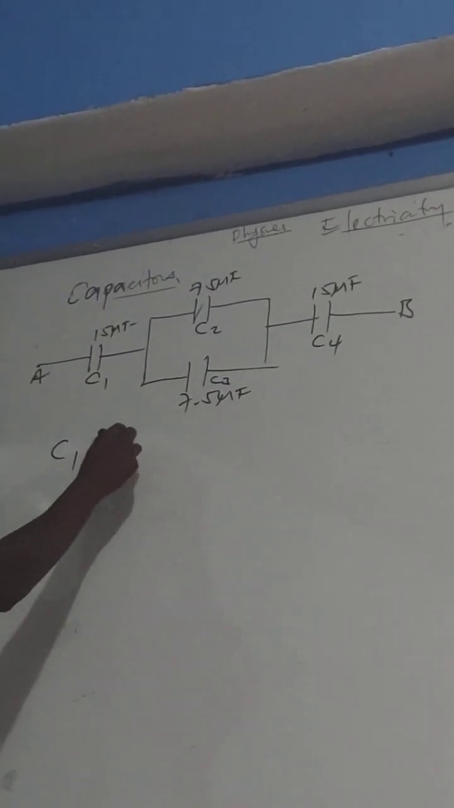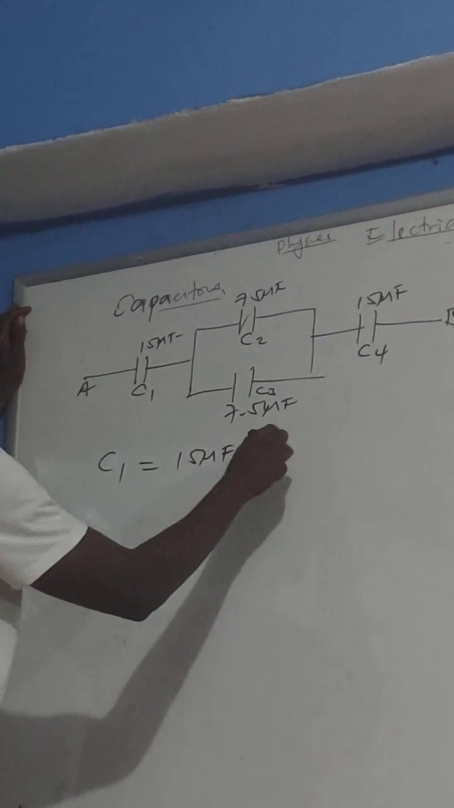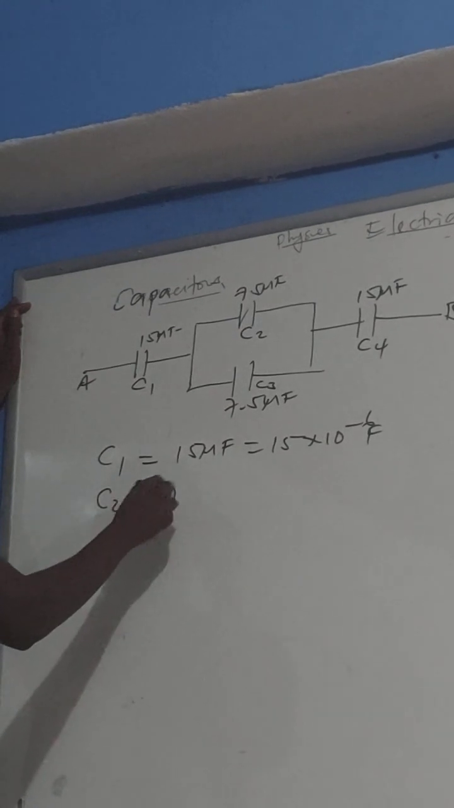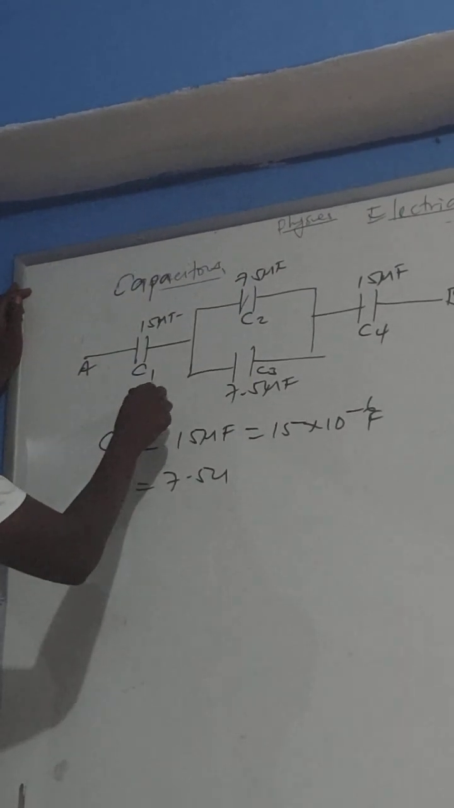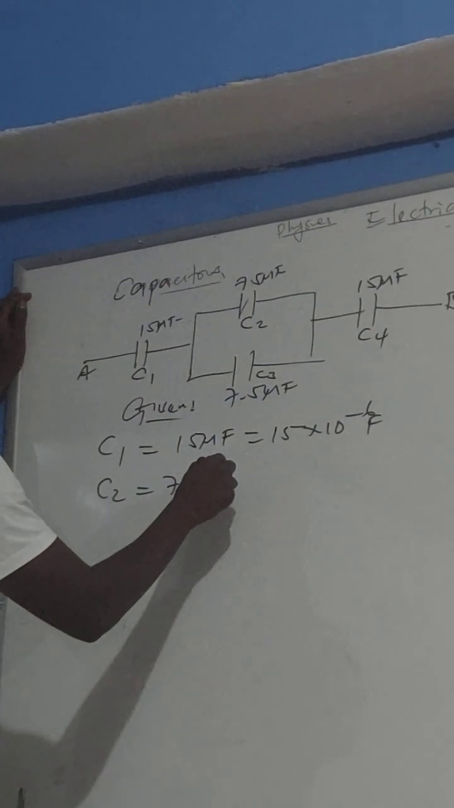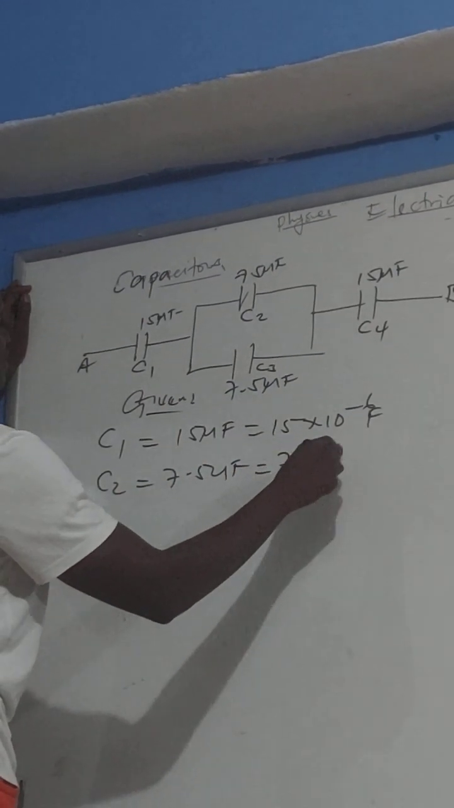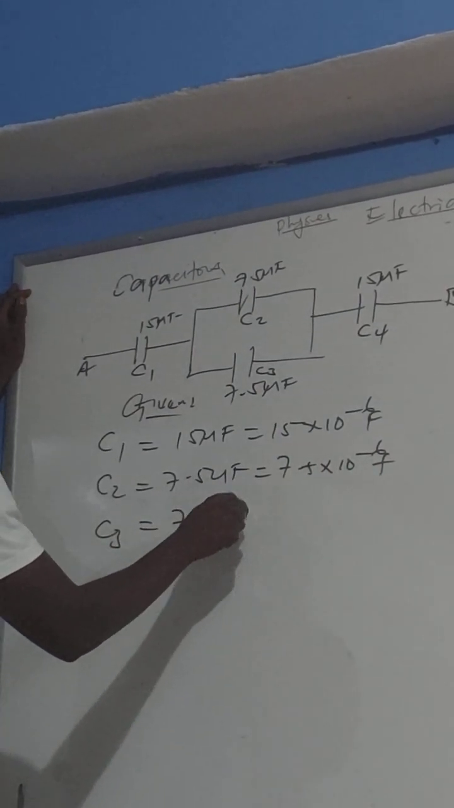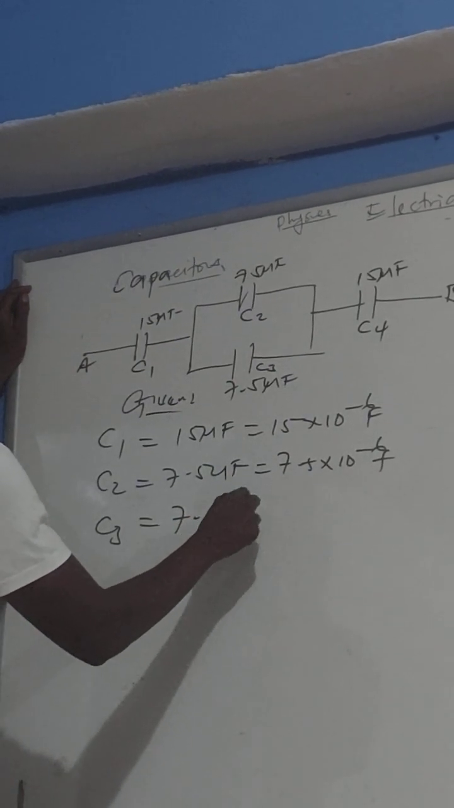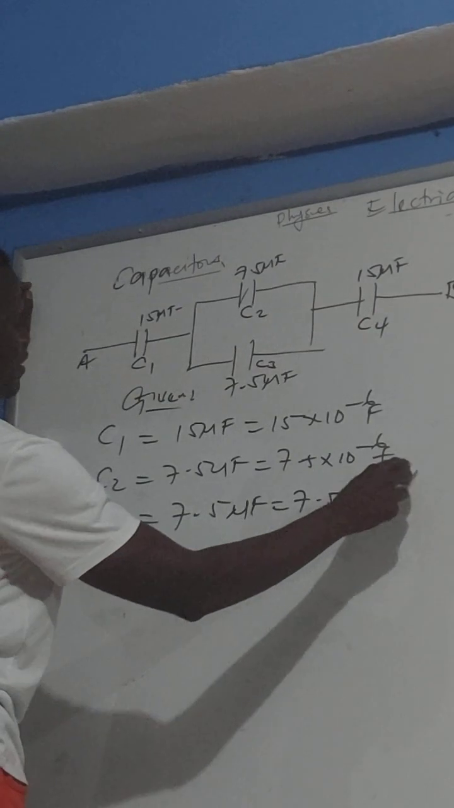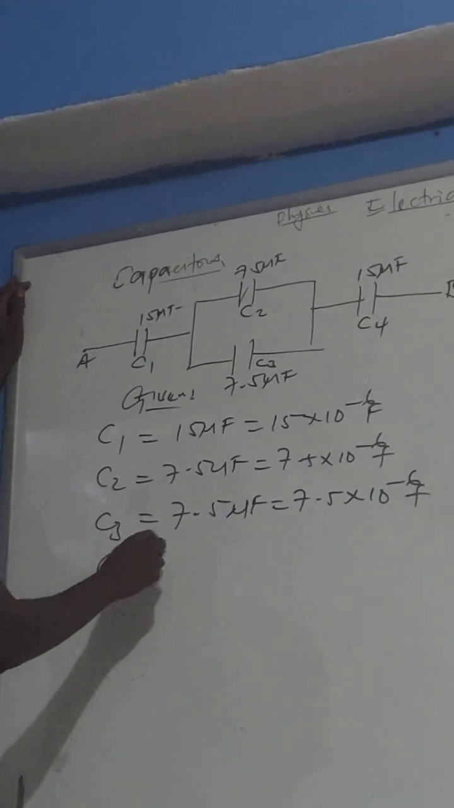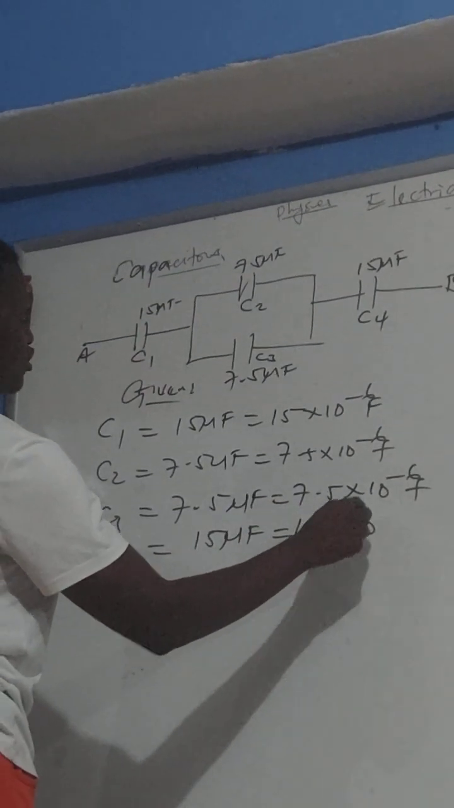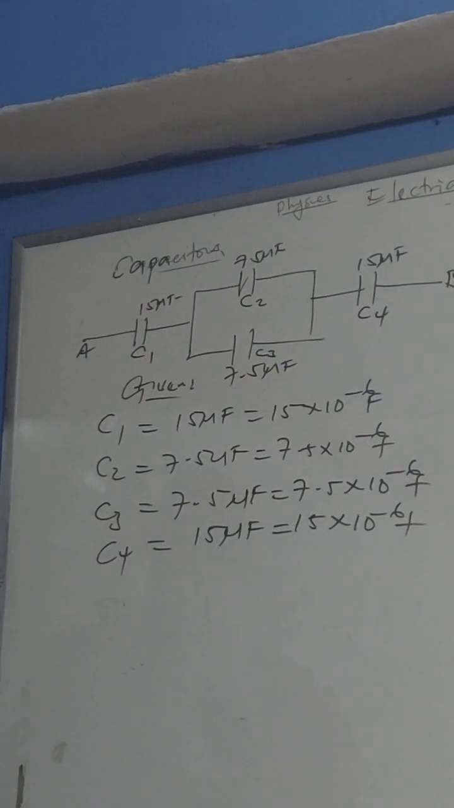We say C1 is 15 μF, which is the same as 15 times 10 to the power minus 6 F, right? What is C2 again? C2 is 7.5 μF. These are the given values. 7.5 μF, which is the same as 7.5 times 10 to the power minus 6 F. What is C3? It's also 7.5 μF, 7.5 times 10 to the power minus 6 F. And C4 is 15 μF, which is 15 times 10 to the power minus 6 F. Okay, we are given this.